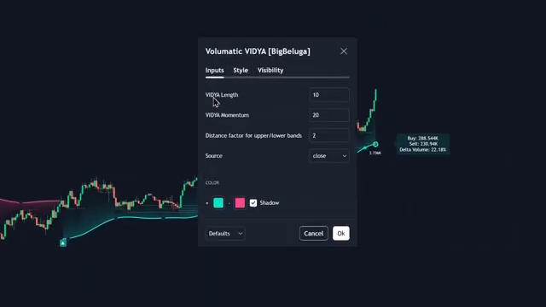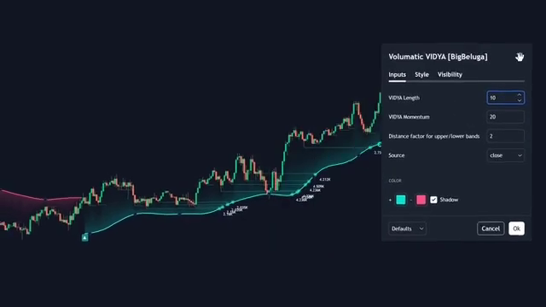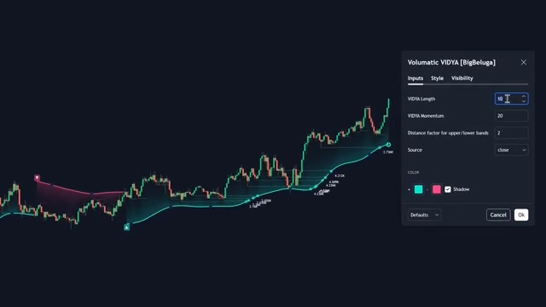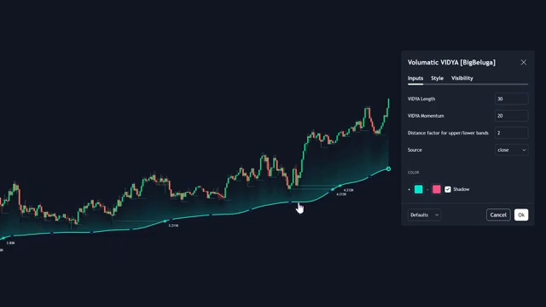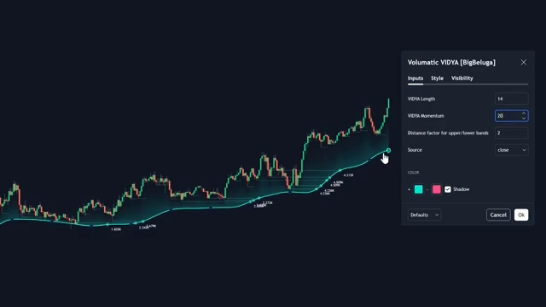The VIDIA length controls the period over which the VIDIA calculates the average. A shorter length is gonna produce more false signals because it makes the indicator super sensitive to price changes, while a longer length results in a smoother trend with fewer signals but may lag behind price movements. So finding a balance between higher and lower numbers is recommended. The VIDIA momentum determines the number of periods used in calculating the smoothing for the trend cloud. The distance factor for upper or lower bands controls the positioning of these bands relative to the VIDIA line.